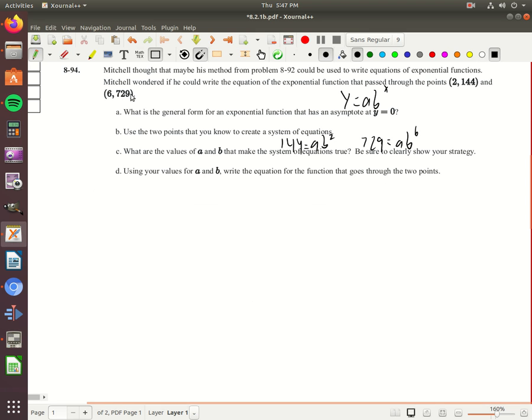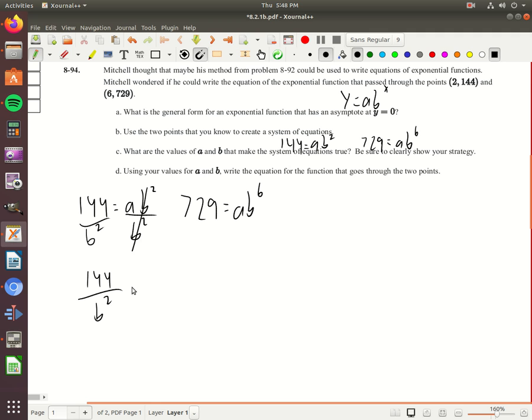I don't know how much you're going to love this, but let's go ahead and see what happens anyway. So we have 144 equals a times b squared, and we have 729 equals a times b to the 6. Well, I'm going to get the a by itself in both equations. So 144 over b squared equals a. Here, I'll divide by b to the 6. It's just going to be so much easier to get the a by itself than it will be the b by itself. I hope you guys all see that.